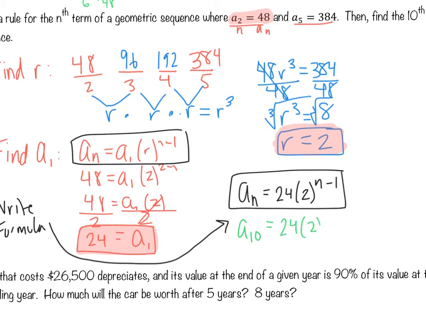All these problems are the same once you get here. 10 minus 1 is 9. 2 to the 9th power times 24 is a large number. a sub 10 equals 12,288. There we go.